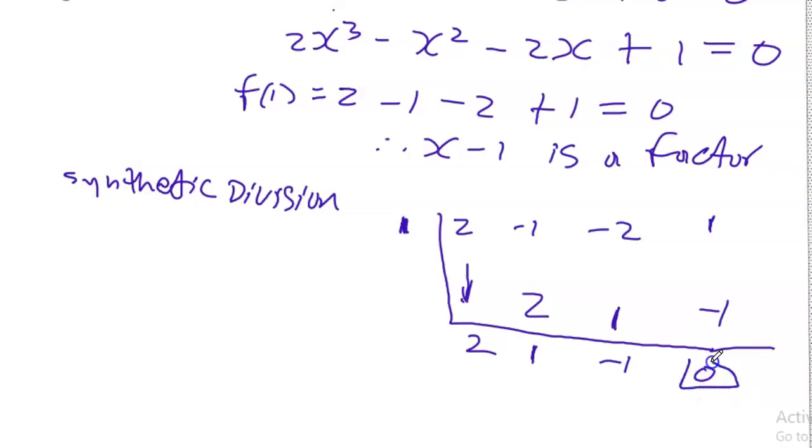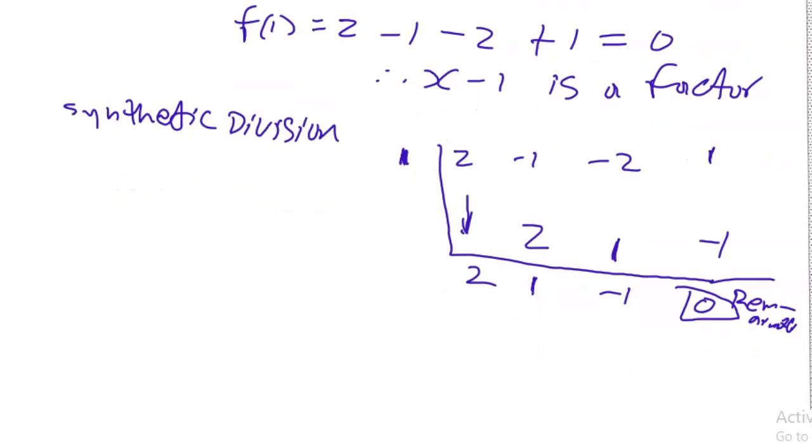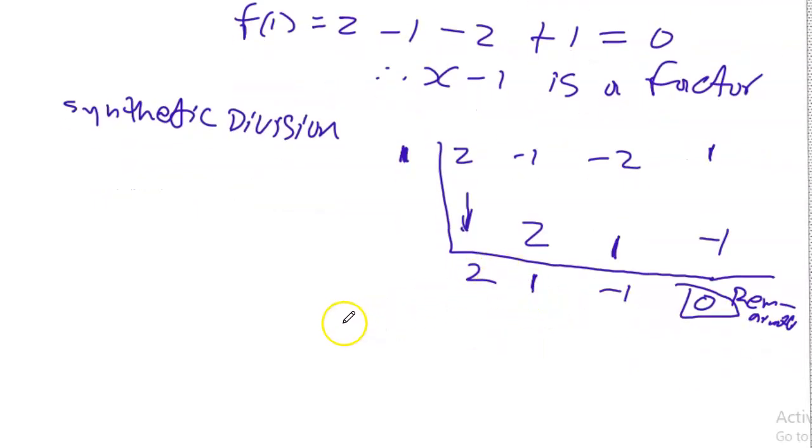Notice the last value here is always the remainder. The other values are the coefficients of the quadratic. So this would be 2x squared plus 1x minus 1. So those are the other factors. Can we factorize this? Let's try to factorize.